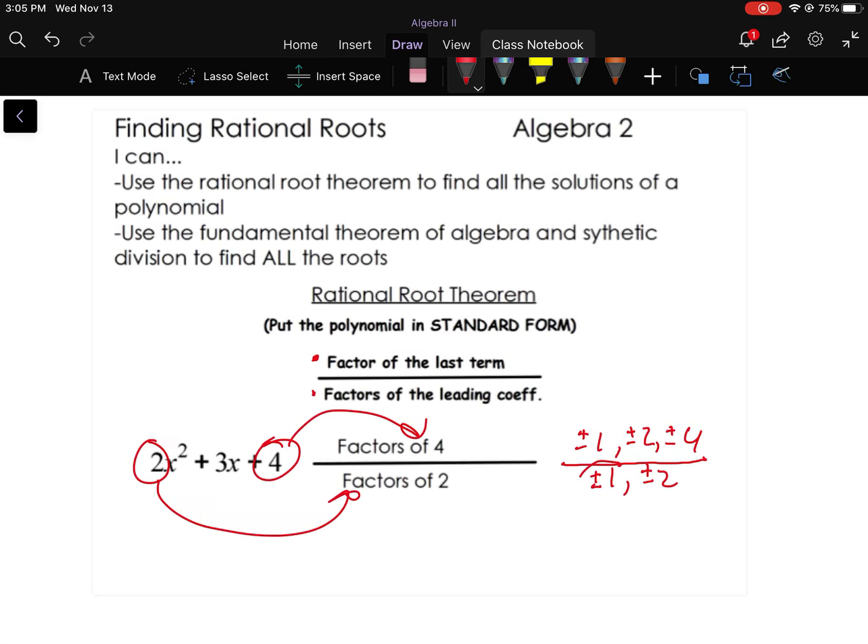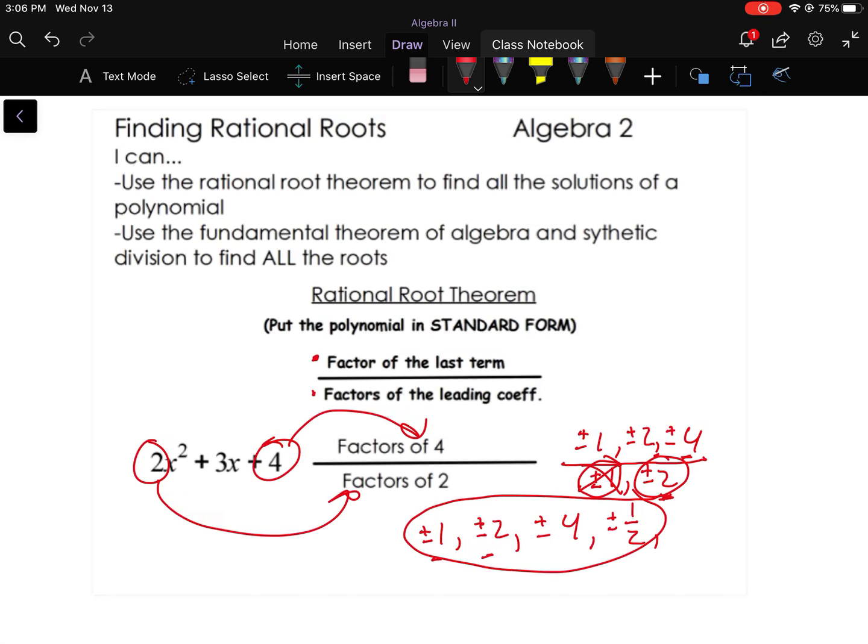So I'm going to divide all the top numbers by plus or minus 1, and none of those are going to change. So plus or minus 1, plus or minus 2, plus or minus 4. Now I'm going to divide them all by 2, and I get plus or minus 1/2. 2 divided by 2 is 1, but it's already on my list, so I don't need to write it again. And 4 divided by 2 is 2, so it's already on my list. So here is a list of 8 possible rational roots. That doesn't necessarily mean they are rational roots, but they're my possible rational roots.